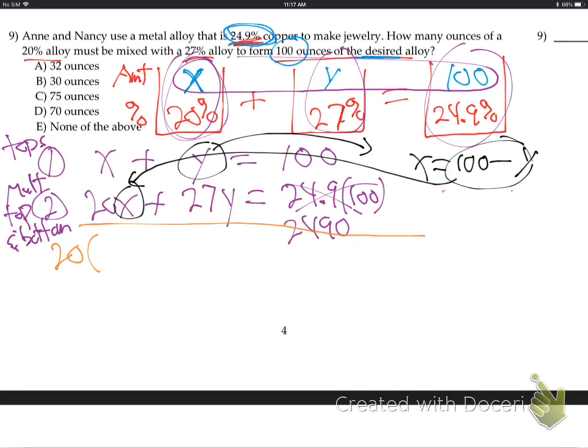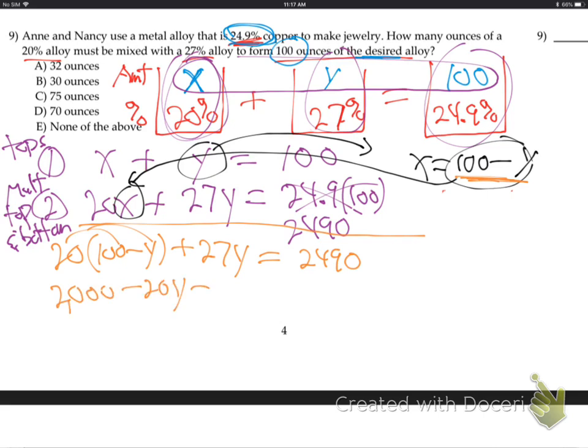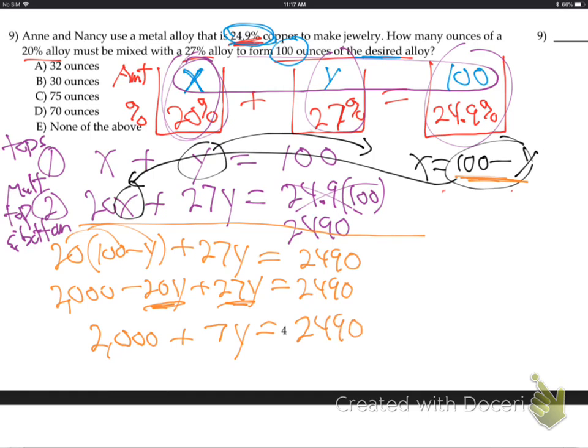We have 20 times x. What is x? This, 100 minus y. Plus 27y is 2490. We good to there? And then boom, boom. 20 times 100, what's that? 2,000 minus 20y plus 27y is 2490. What's this? Minus 20y plus 27y is 7y. Like that.